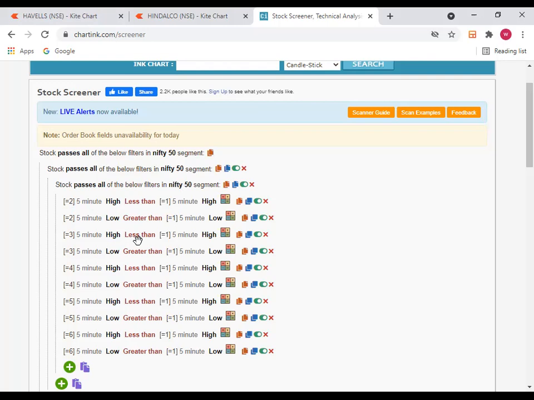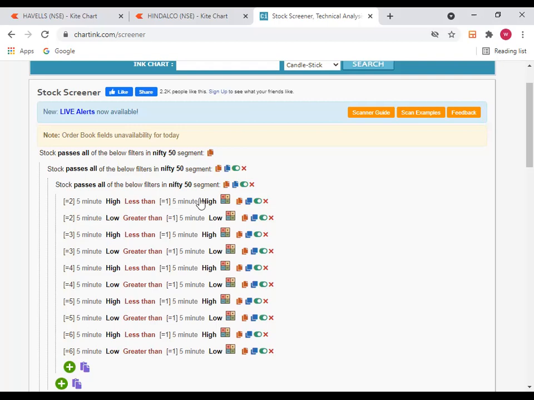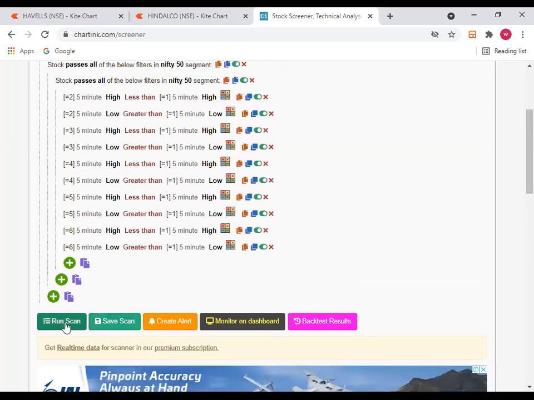Okay, you can customize this scanner for 5 minutes, 10 minutes, 15 minutes, 20 minutes, 30 minutes also. As of now, we are running the scanner for 5 minutes only. Okay. After completing this, you need to press run scan.